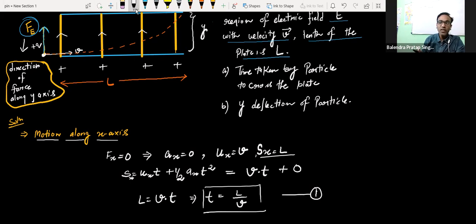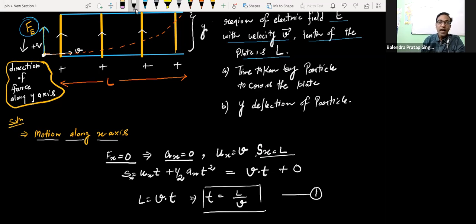As you know, there is no force along the x-axis. The only force experienced by the particle is along the y-axis. There is no force along the x-axis, so Fx = 0. When there is no force along the x-axis, it will experience no acceleration along the x-axis, so acceleration is also 0.